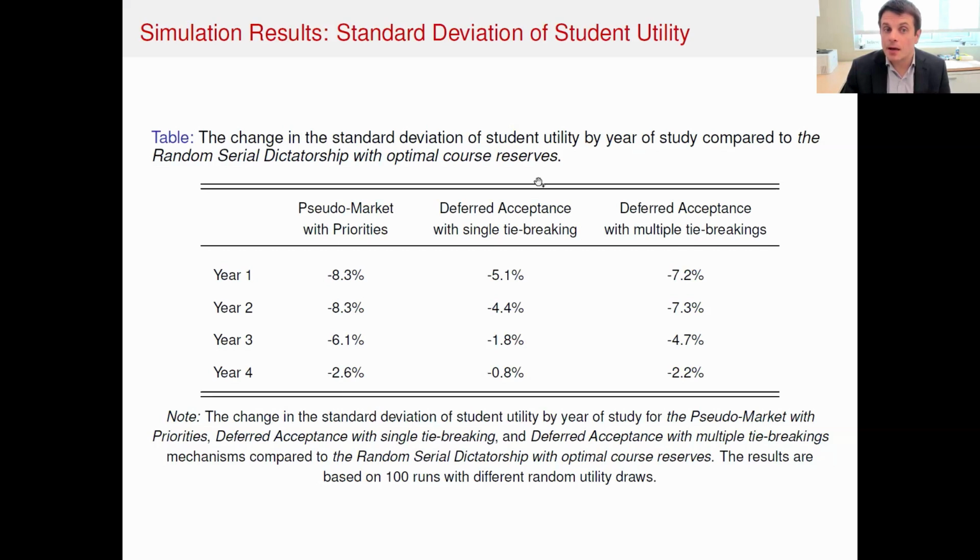We also compare the standard deviation of students' utility by year of study. You can see that the standard deviation dropped between 8 and 6% for year 1 to 3, and it drops much less significantly for year 4. But it means it becomes more equal. So compared to all other mechanisms, our mechanism is tailored to fight unequal course allocation, and it does the best compared to others. But you can see also that deferred acceptance with multiple type breaking does quite a good job. The percentage is smaller. In this version of the presentation, we don't report standard deviation, but again, they are significant, except maybe the 4th year, I think.